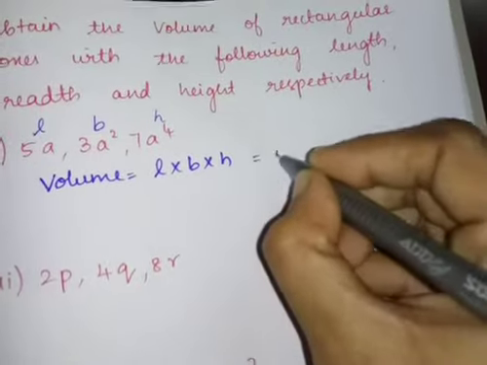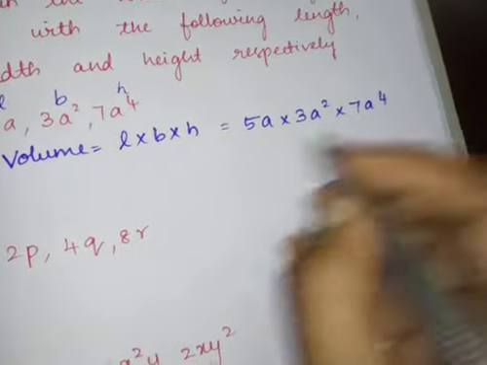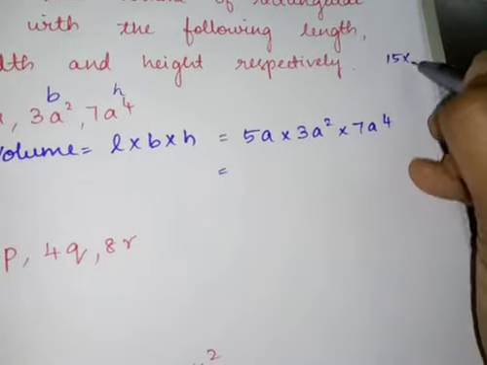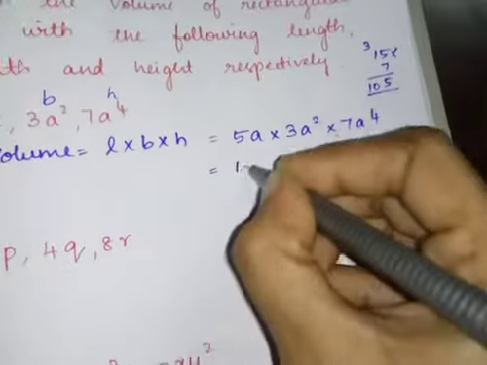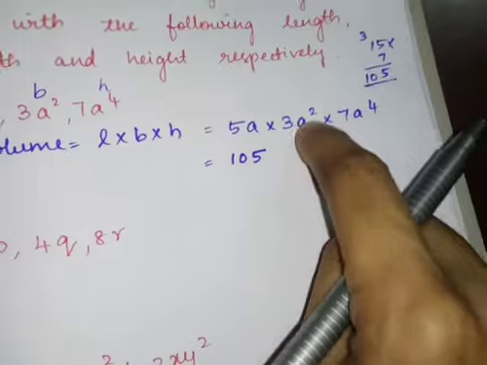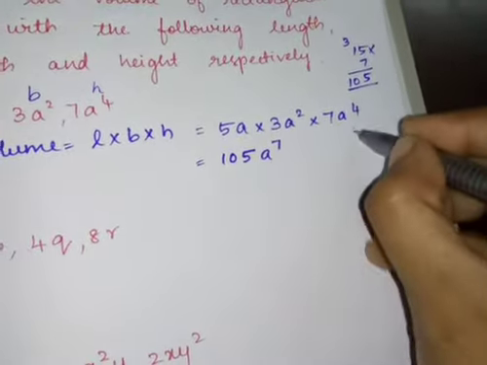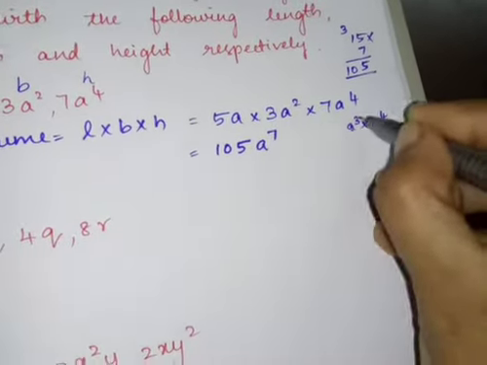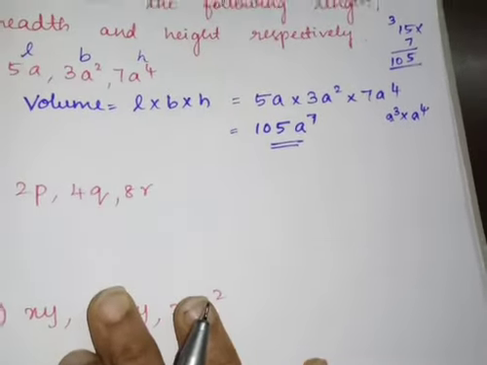So what is your length? 5a into 3a square into 7a power 4. Correct? So 5 3s are 15. 15 into 7. 5 7s are 35. 105. Then a into a square, a cube. A cube into a power 4, a power 7. Same base. So a, 3 plus 4, 7. So 105 a power 7 is the answer.